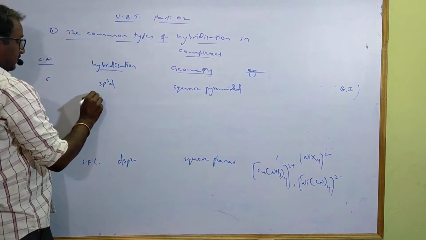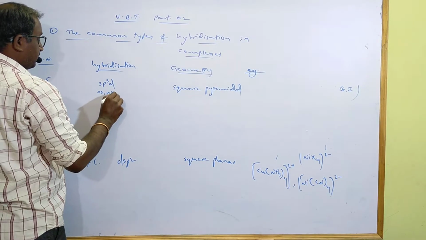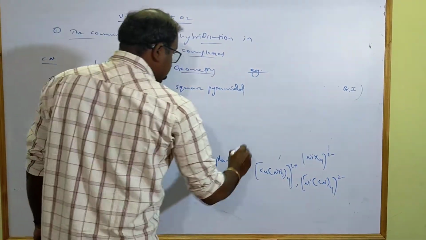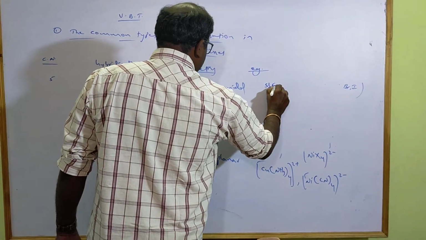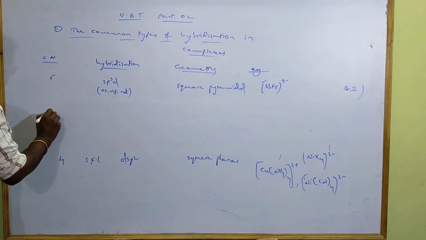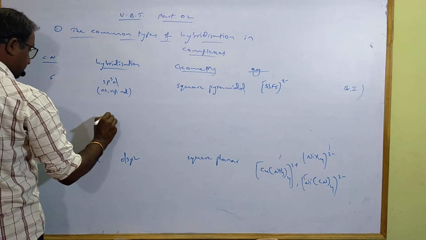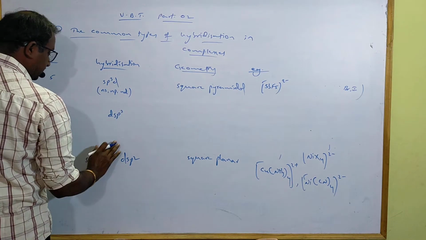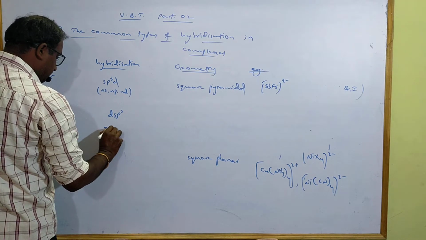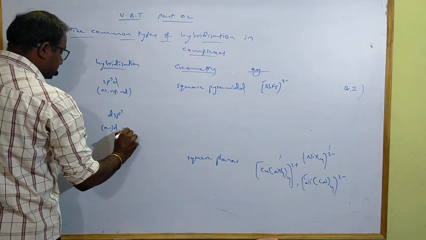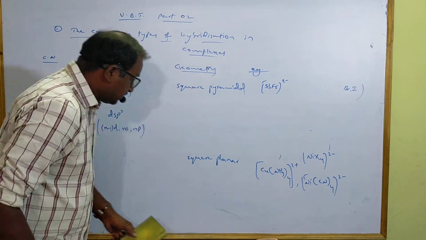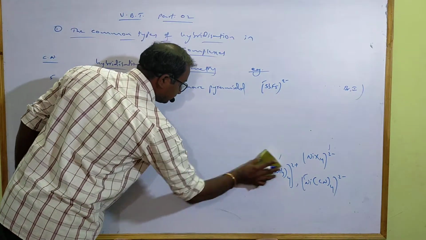sp3d means here ns, np, nd orbitals are involved in hybridization. Example for this is SbF5 2 minus. And if coordination number is 5, the hybridization may be dsp3. If hybridization is dsp3, what is the meaning of dsp3 here? (n minus 1)d, ns, np involved in hybridization. The shape will be trigonal bipyramidal.